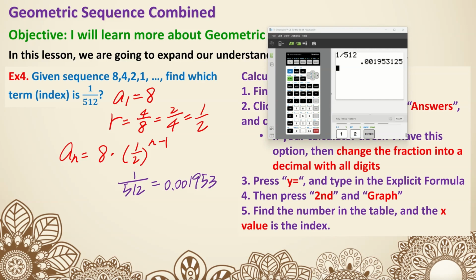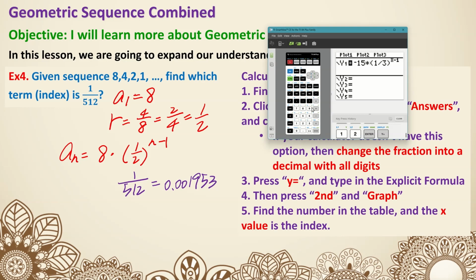Okay. Now I'm going to type the function into my calculator. That's going to be y equals, let me clear that, 8 times, parenthesis, 1 divided by 2, parenthesis back, raised to a power of x minus 1. And I'm going to do the same, second graph. I'm going to get the table. Now I'm going to look for this decimal that I got. So like I said, if you can change the fraction, change into a fraction, then you don't have to convert this answer that we need. Otherwise, change into a decimal, since your calculator might only be able to give you the decimals.